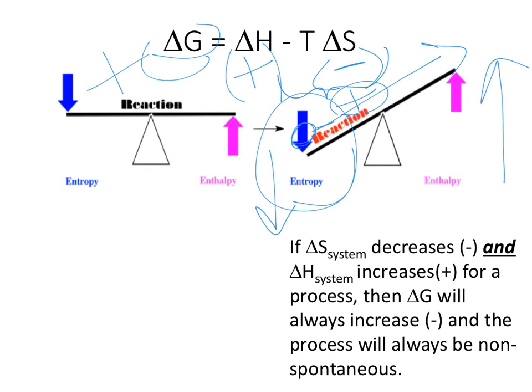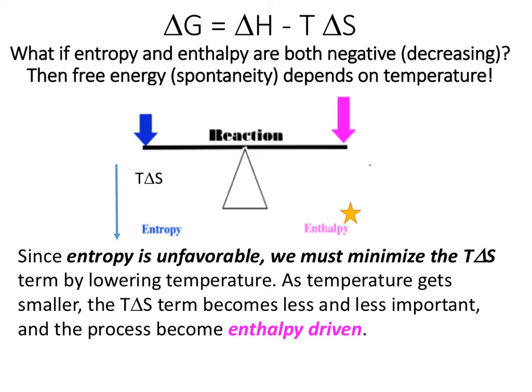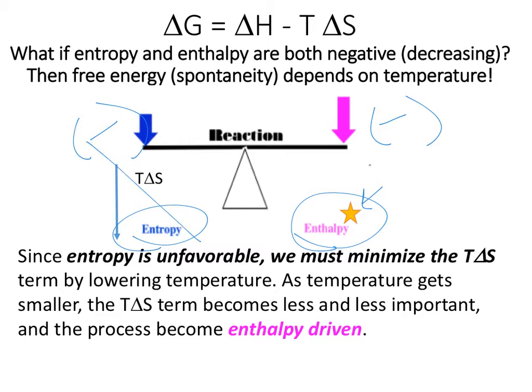It gets more complicated. As I mentioned before, it gets a bit more complicated when entropy and enthalpy have the same sign. So in this case, they both have a negative sign, decreasing. We know that when enthalpy decreases, that is favorable. They have this little star, okay? When entropy decreases, that is unfavorable, and we want to minimize it, okay? So in this case, since we want to minimize the entropy term, we're going to lower temperature, and at low temperatures, it'll be spontaneous, and we call this an enthalpy-driven process.